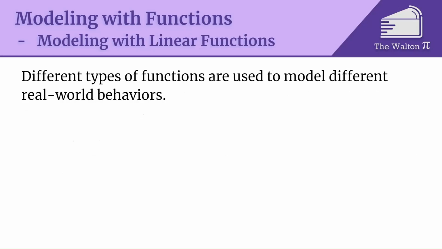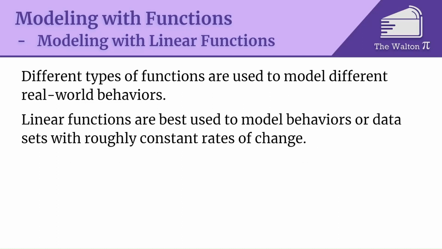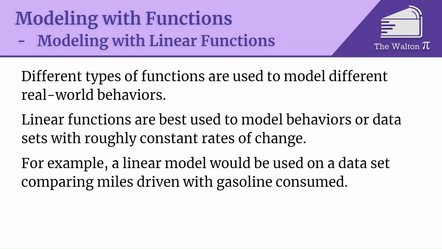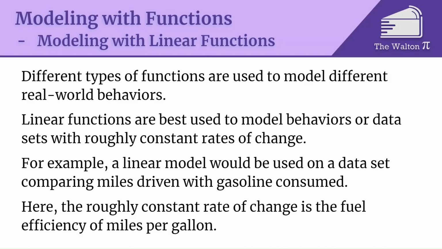So, different types of functions are going to model different real-world behaviors. Linear functions are going to be best when our data sets or our behaviors have roughly constant rates of change. For example, a linear model would be best used on a data set comparing miles driven with gasoline consumed. Here, our roughly constant rate of change is the fuel efficiency in miles per gallon. It's not a perfect constant rate of change, but it's going to be approximately constant, and so that's why this would probably be the best model for this situation.